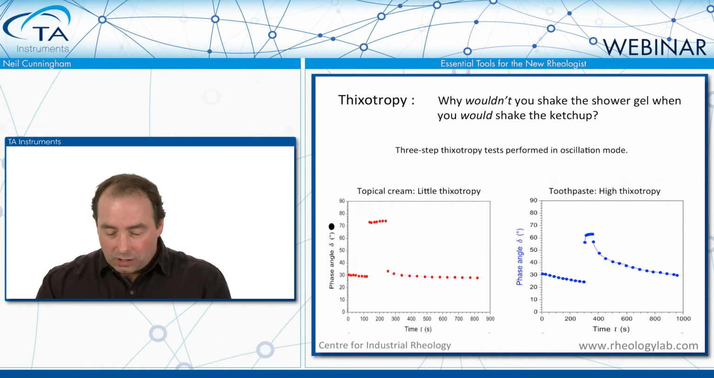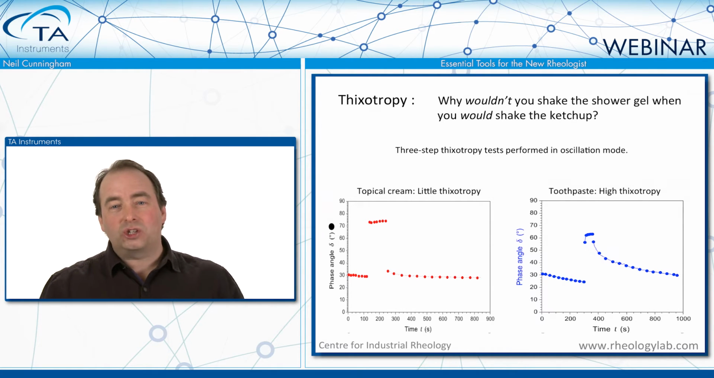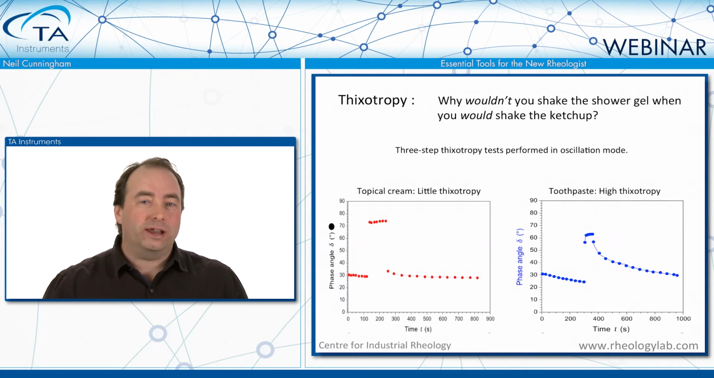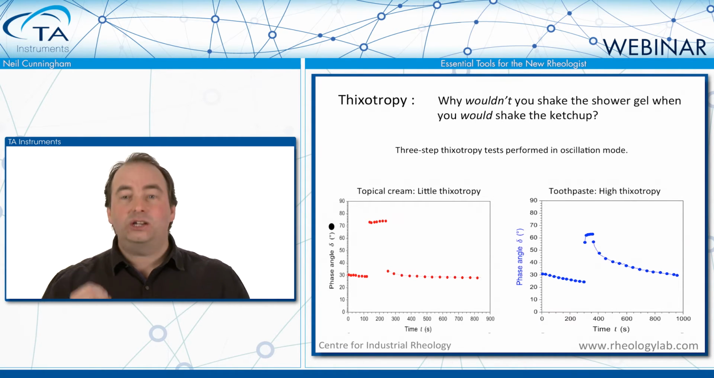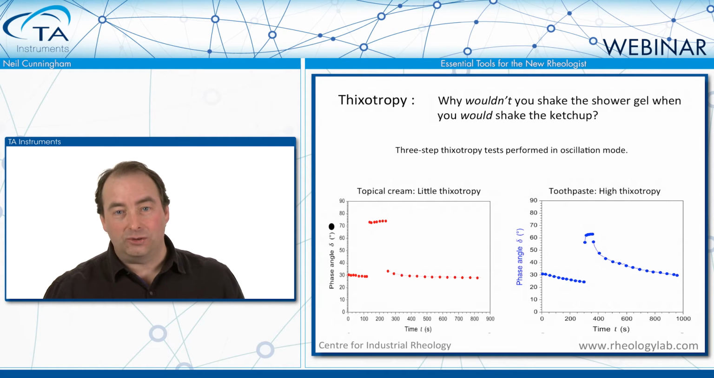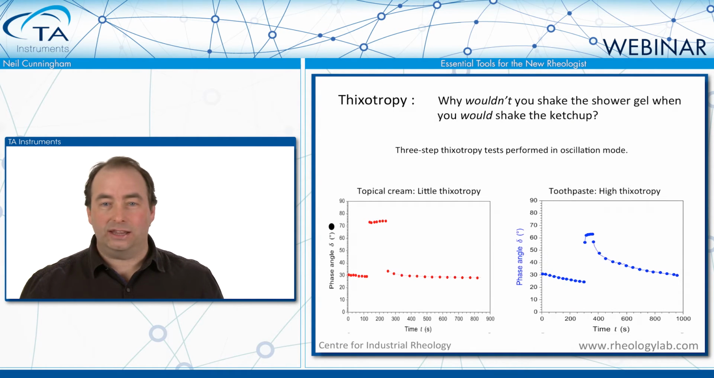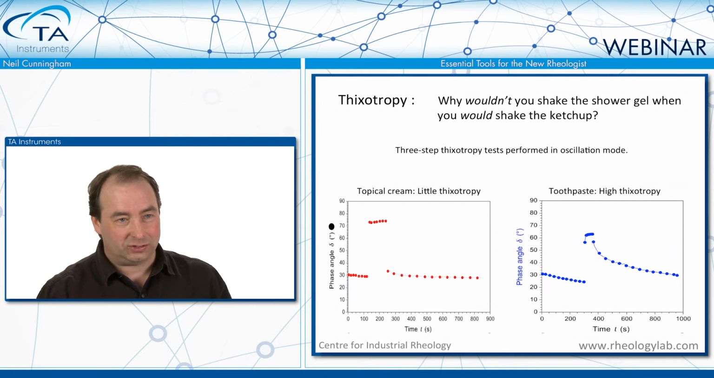Okay, so it's good to think about thixotropy as a slowness. It's slowness in achieving an equilibrium, a stable equilibrium value following changes in the applied shear conditions.